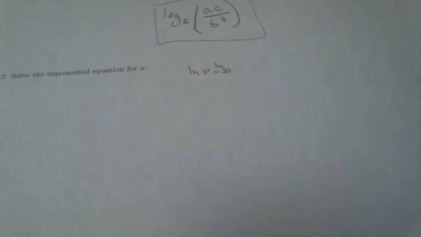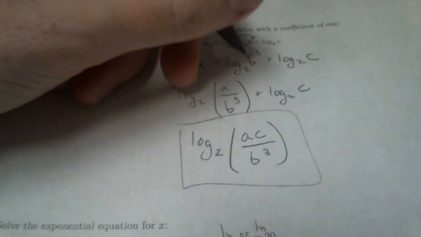Alright. When we have a logarithmic expression of an exponential expression, we can do the reverse of what we did with the 3 up here. We can bring that exponent out front, and we end up multiplying. So you have x times the natural log of 5 equals the natural log of 20. Then to get x by itself, we can just divide both sides by the natural log of 5.